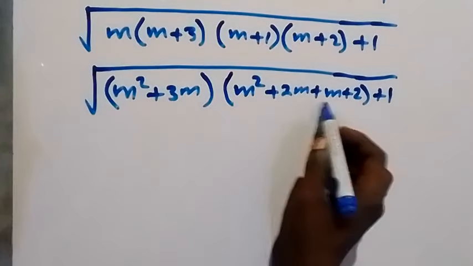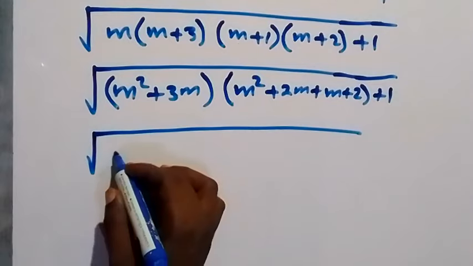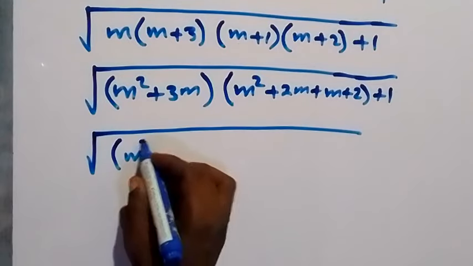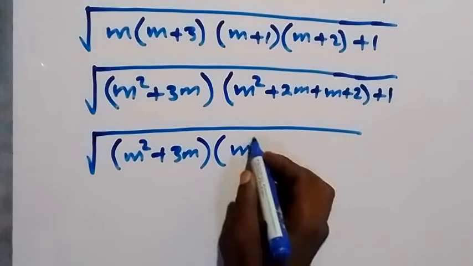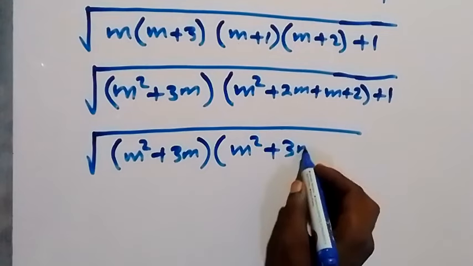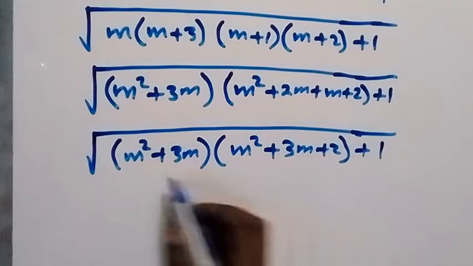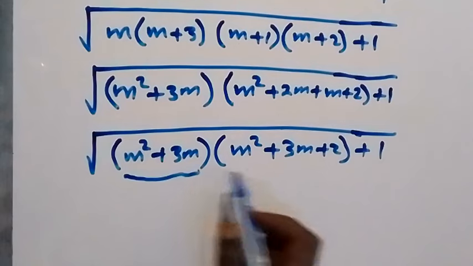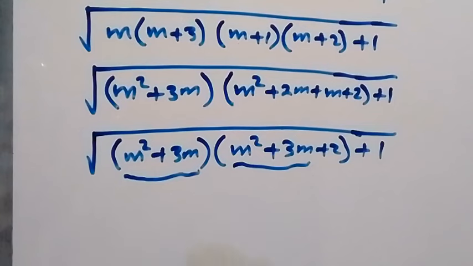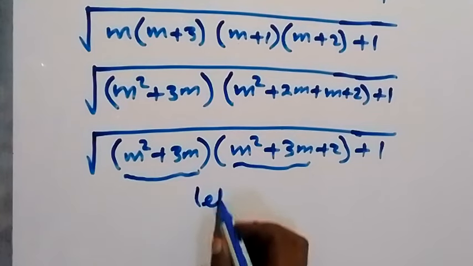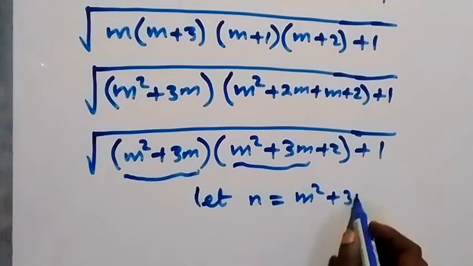Then we can also add this together. 2m plus m, that's 3m. So we have the square root of m square plus 3m, then multiply by m square plus 3m plus 2, then plus 1 from here. Then we have m square plus 3m common here. So let's use another letter now to represent that. Let n be equal to m square plus 3m.